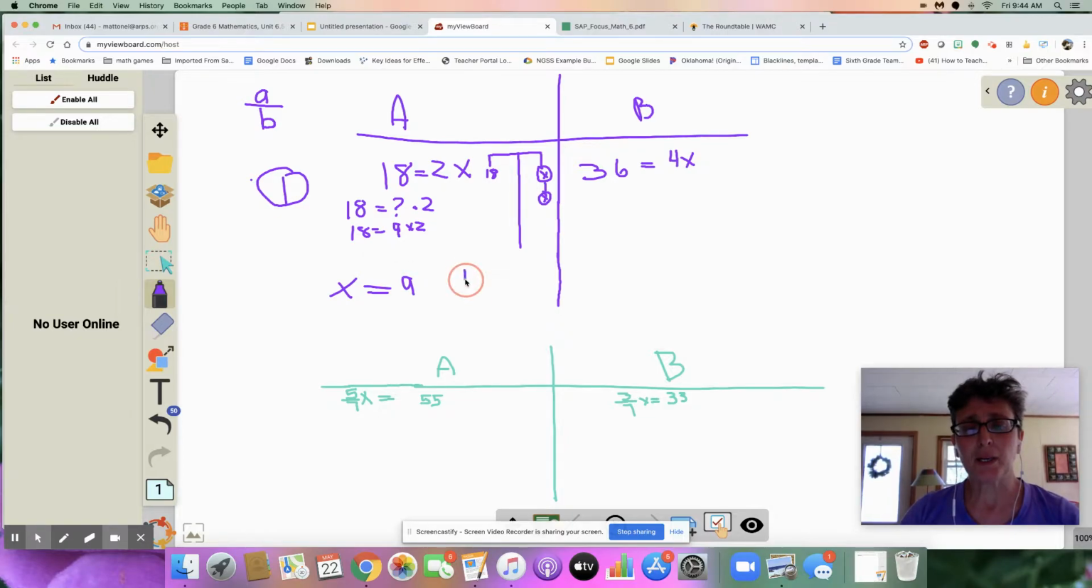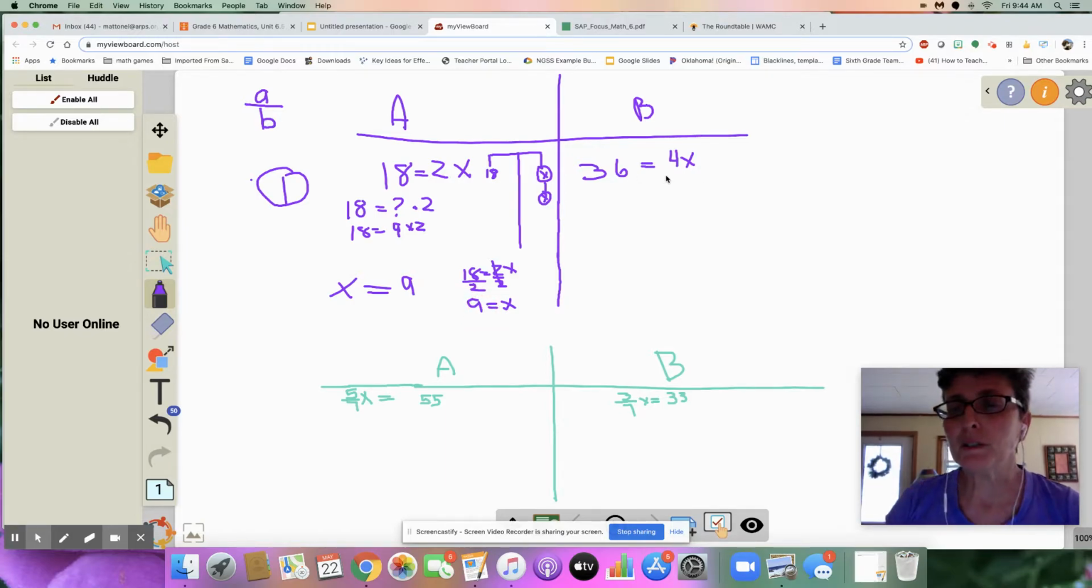And if I have my 18 equals 2x, I want to get the x by itself, or I want to isolate it. So I'm just going to divide. Remember, just like in our ratio tables, when you do something to one side, you do something to the other. So 2 divided by 2 I know is 1, and 1 times x is x. And 18 divided by 2 is 9.